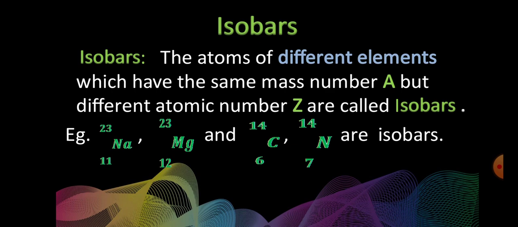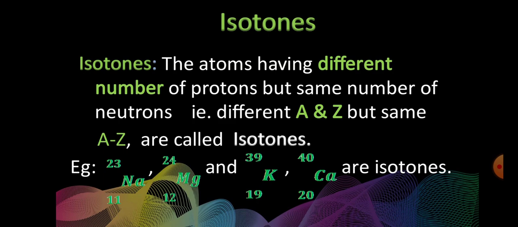Now, what are isotones? The atoms having different number of protons but same number of neutrons, that is different mass number A and atomic number Z, but same A minus Z are called isotones. Like in the given examples, sodium 23-11 and magnesium 24-12, potassium 39-19 and calcium 40-20, their mass numbers and atomic numbers are different, but the number of neutrons in each pair is same, that is 12 and 20 respectively.